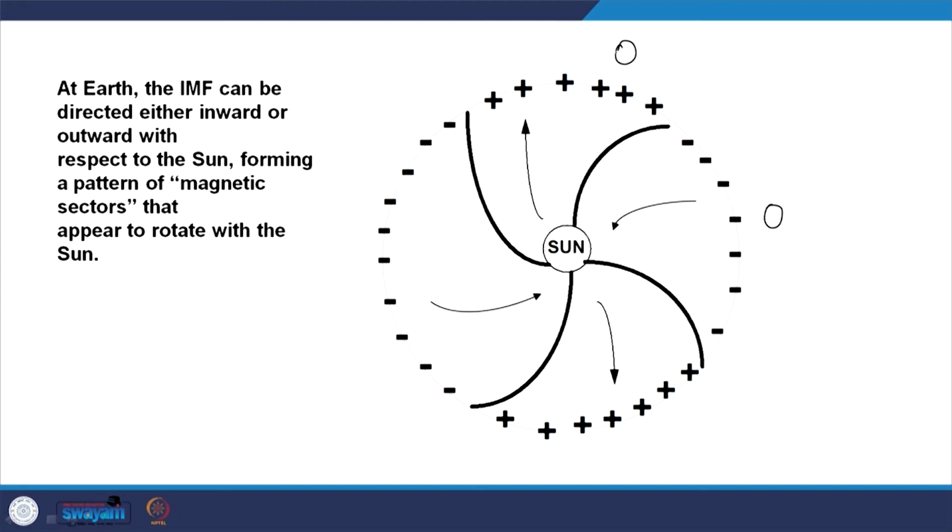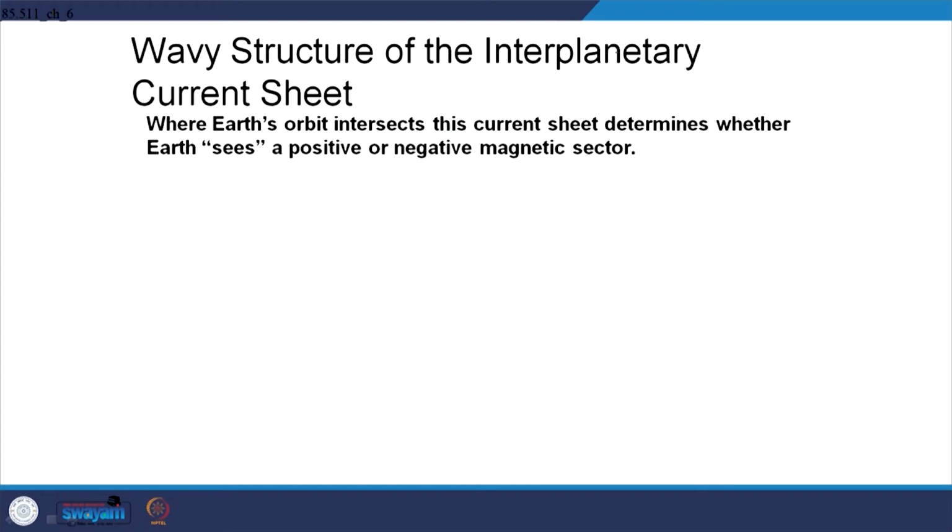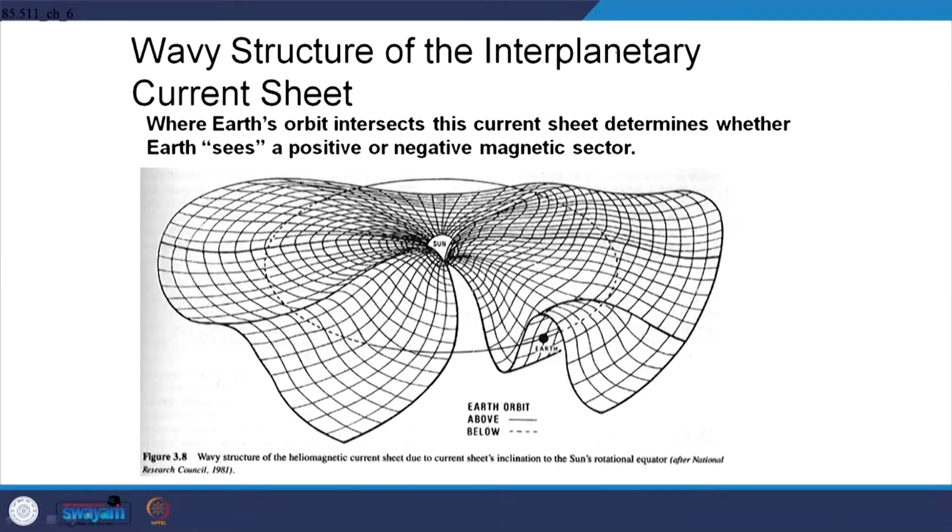So, earth can be in a positive sector or it can be in a negative sector. It is just a matter of time. Now, if you look at this plasma sheet, what you will realize is that it will look like a wavy structure of the interplanetary current sheet. With time, this current sheet will become very complex near the times of solar maximum.